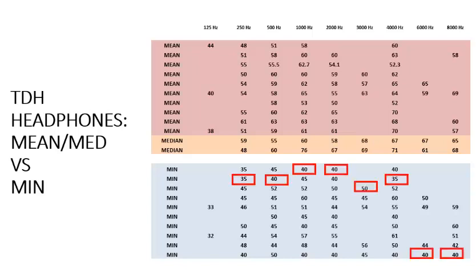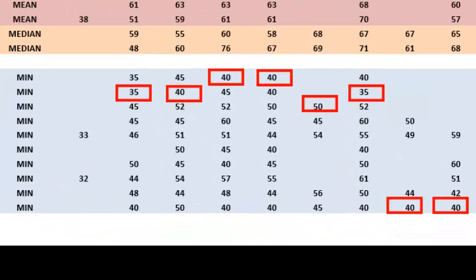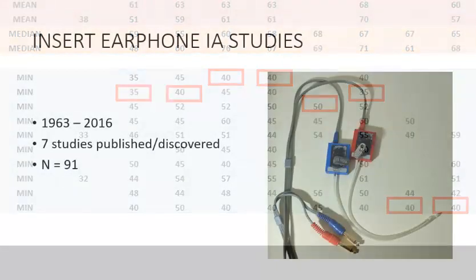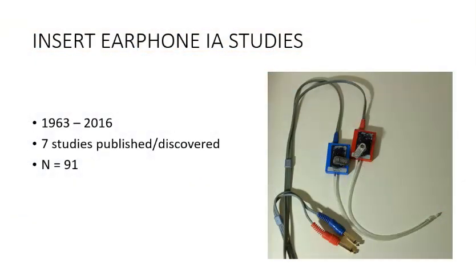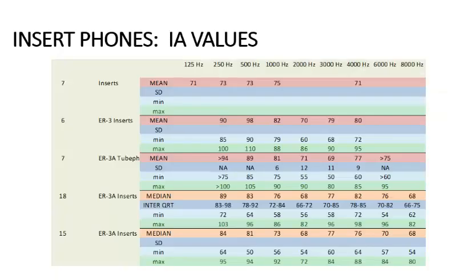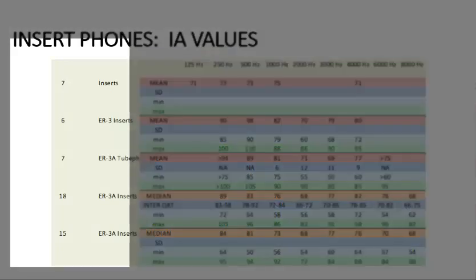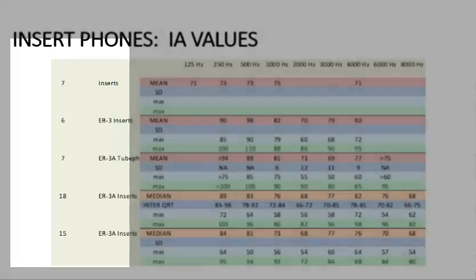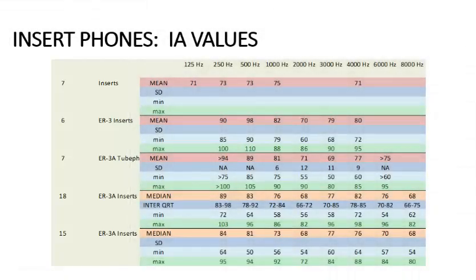And here are the min-IA values pulled from the studies for TDH phones from each frequency. We can see that they range between 35 and 50 dB, depending on the frequency. Let's take a similar look at insert earphones. We can see that we have several studies. If we look at the number of subjects that have been researched for this topic, we don't have the same robust numbers involved in our background research.